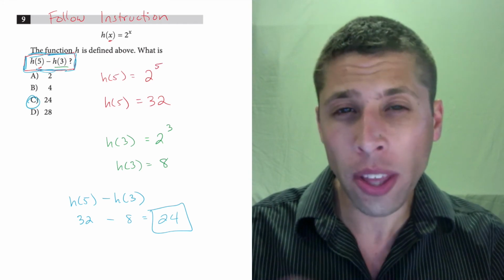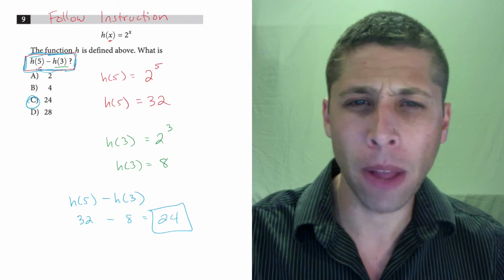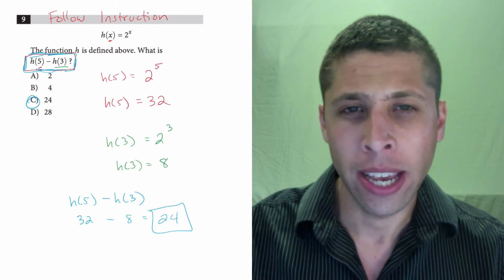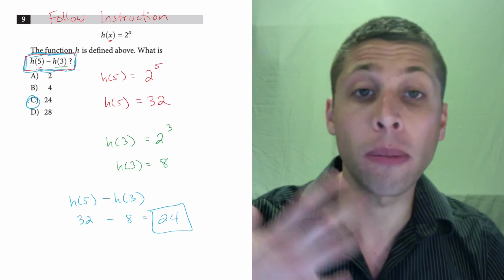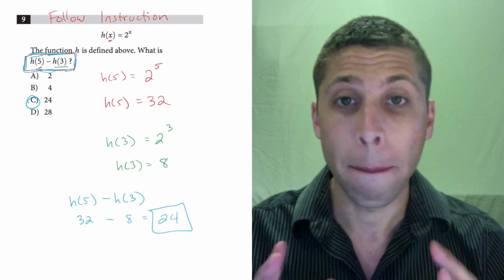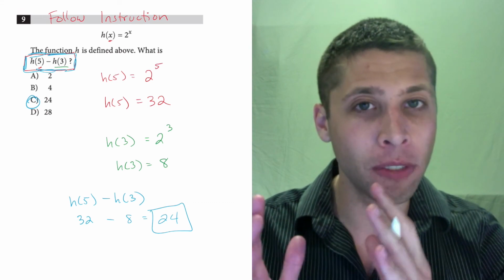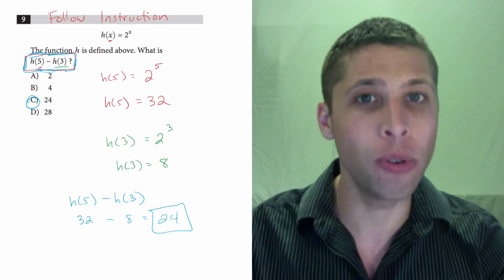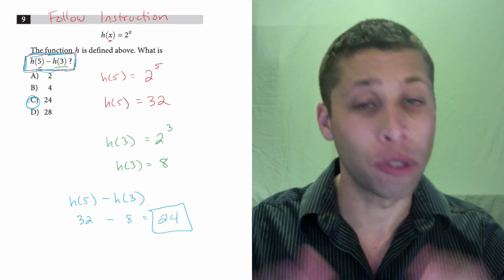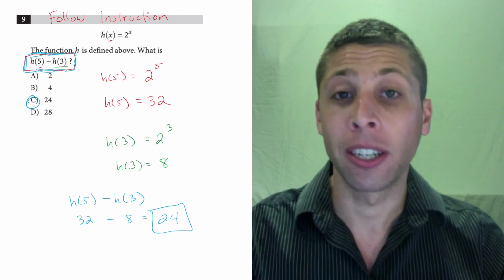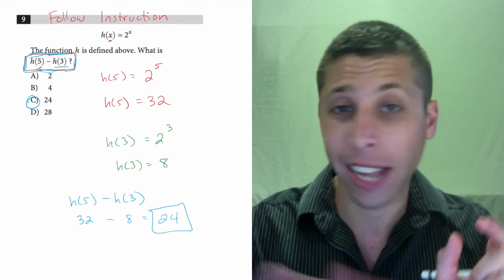So one thing that people tend to mess up on function notation questions is they like to do the subtraction first, or they like to do the substitution first. My advice is just treat each of these little function things as its own problem. You solve that problem, you get an answer. You solve the next problem, you get an answer. Then we take the two answers and subtract them.